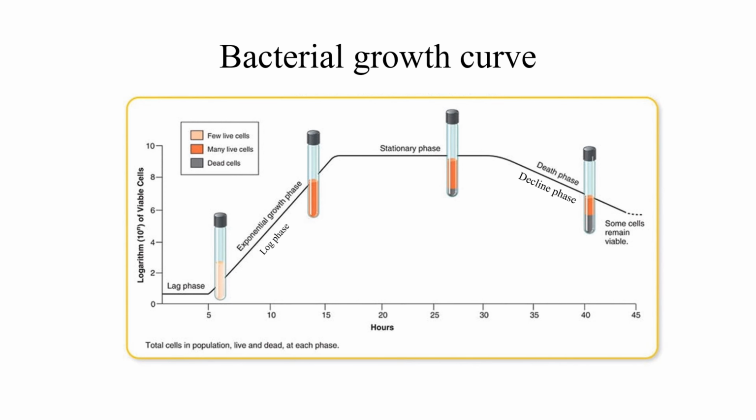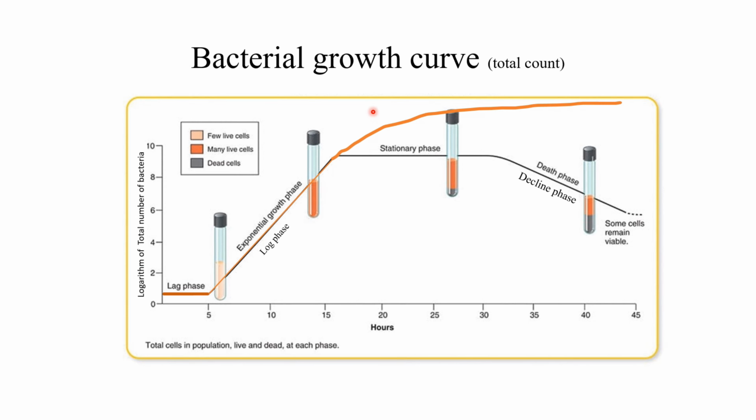Bacterial growth curve of total count. In the bacterial growth curve of total count, we will count the total number of bacteria. Total number of bacteria means we count both live and dead bacteria here. In viable count, we count only the viable bacteria, that means only the live bacteria. Here in total count, we count both live and dead bacteria.